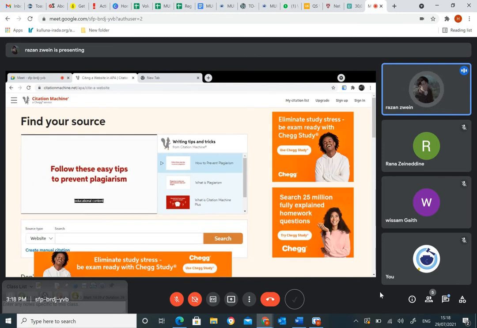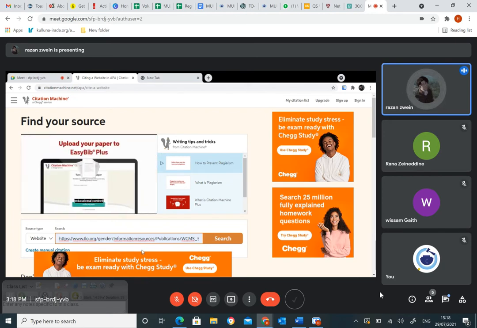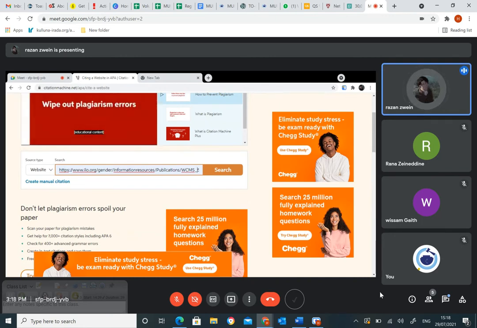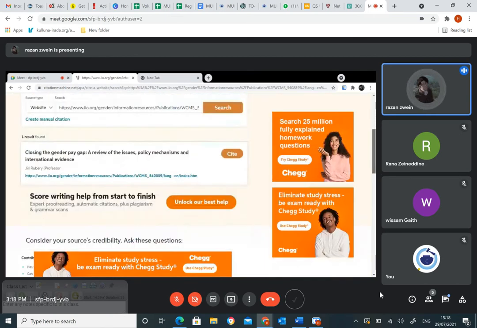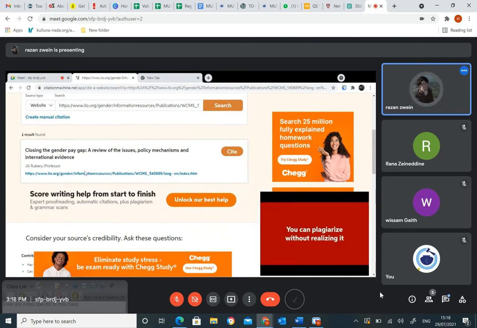Let's say I'm citing a website. So basically, you just have to get the link. Let's say I got something about gender equality in the workplace from the International Labour Organization, ILO. As you can see, the source is credible because the ILO is a credible source. And I just copy pasted it here. You click search. And this is it. Your source has been cited. It has been put in the correct form. As you can see, the person who wrote it is a professor. It adds to your credibility, and the source is credible.